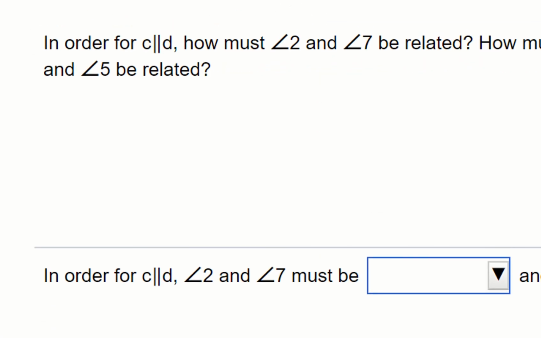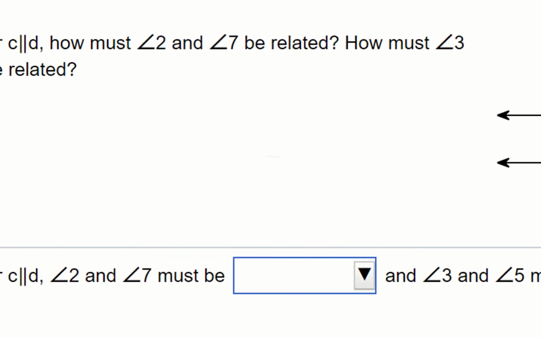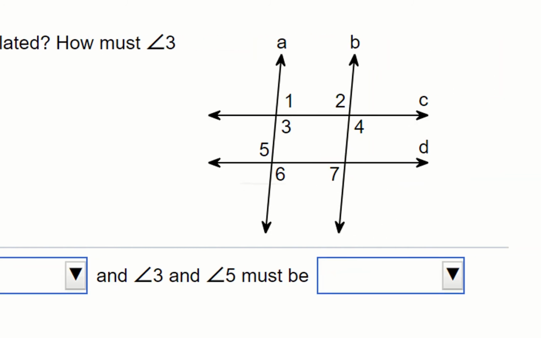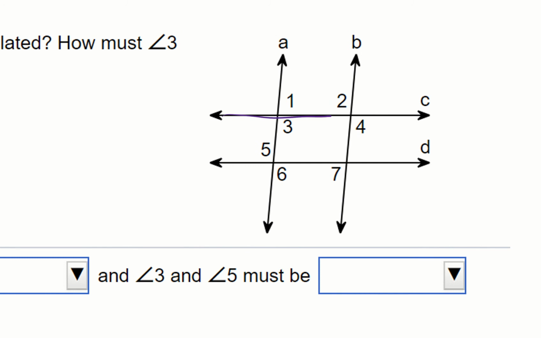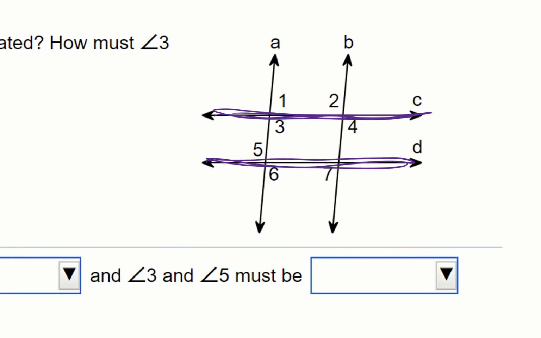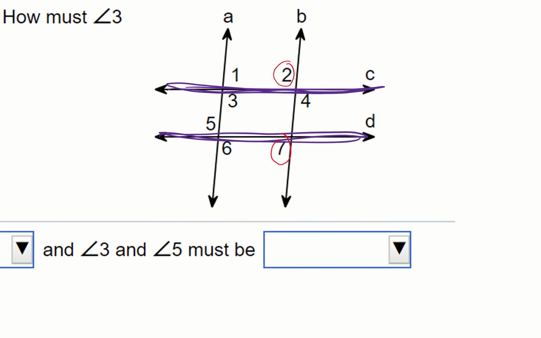All right, next question. In order for C to be parallel to D, how must angle 2 and angle 7 be related? How must angle 3 and angle 5 be related? Okay, so if we're looking at C being parallel to D, so we're looking at angle 2 and angle 7. So if you're looking at these two angles right here, well, these are exterior angles. First off, they're completely exterior. They're not inside the sandwich. They're actually on the outside, but they're on the same side.